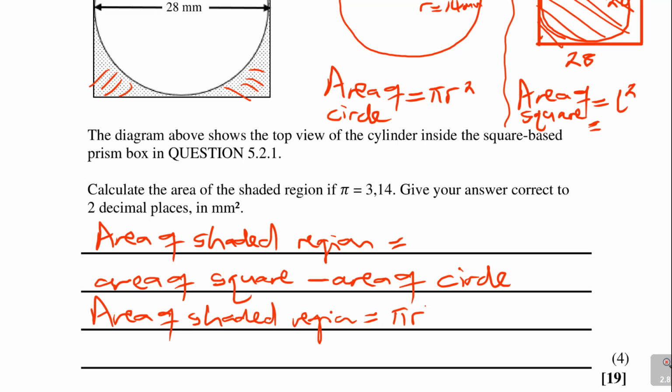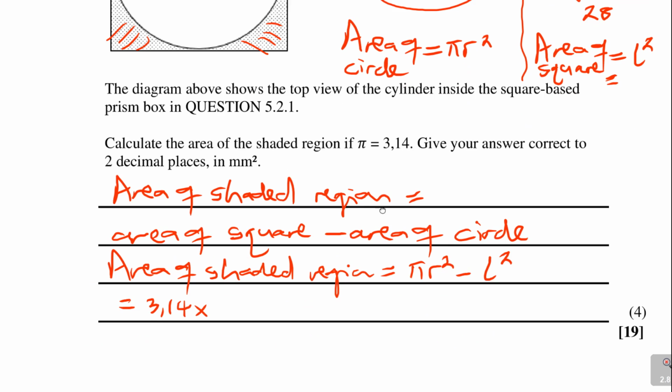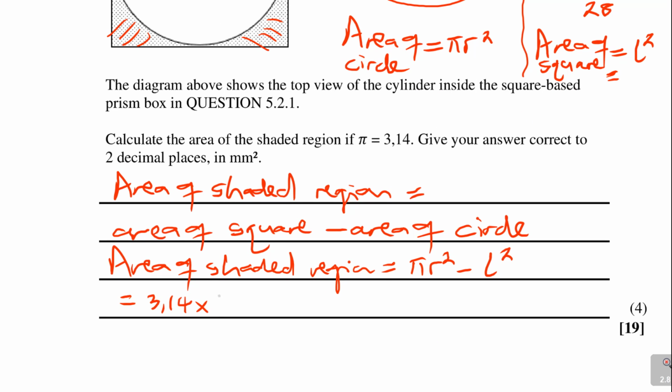You write the formula, pi r squared minus L squared. Now we put numbers, which is equal to pi. They say use 3,14. That is pi. Pi r squared, pi times, what was our r? We said our r was 14. So pi times 14 squared. We're done.